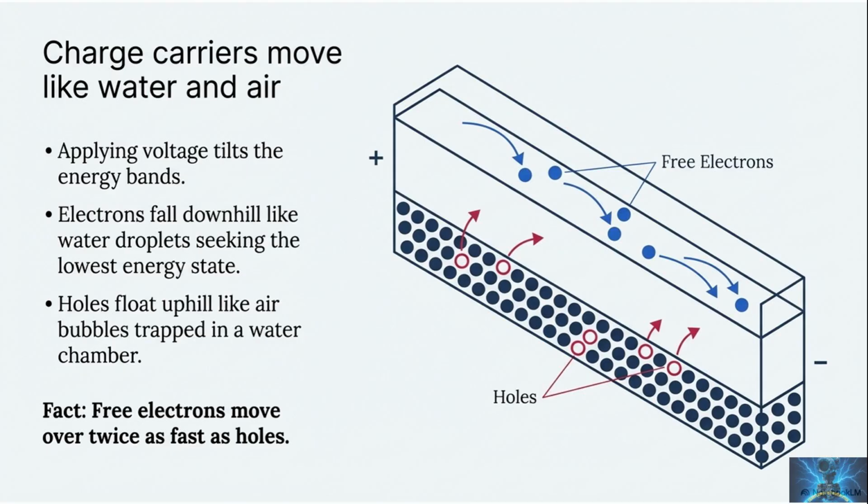Charge carriers move like water, and applying voltage tilts the energy bands, like tipping a ramp. Electrons fall downhill toward lower energy states, like water droplets seeking the low point. Holes behave like bubbles in water and appear to float uphill in the opposite direction. This is why electron flow and conventional current can feel like they disagree, even though both descriptions work. Free electrons also move much faster than holes, which affects how devices behave at higher speeds.